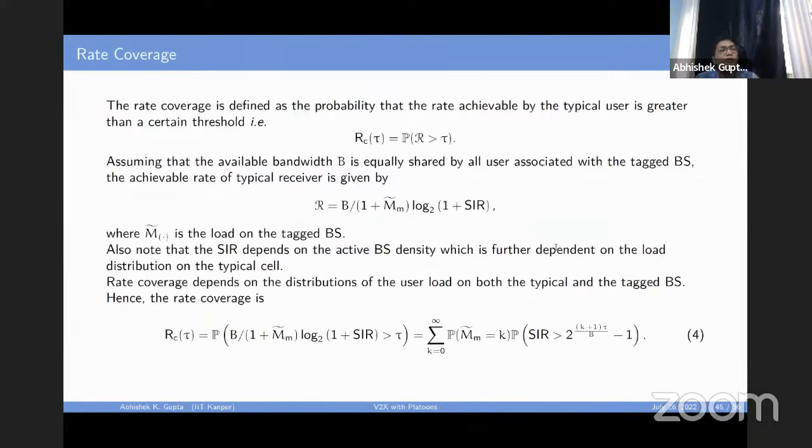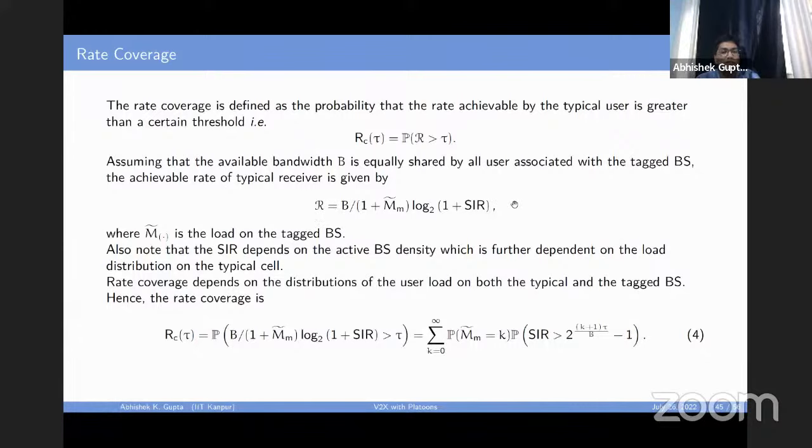And then you can compute the rate coverage, right? So what is the rate coverage? Rate coverage is basically distribution of the rate at each user. It is the probability that rate is more than some threshold. And rate is given by log of 1 plus SIR and bandwidth divided by total number of users. Okay, total number of users is M, which we have computed. This will give you rate. And I can compute a distribution of this rate.